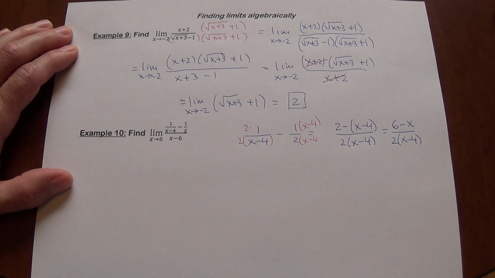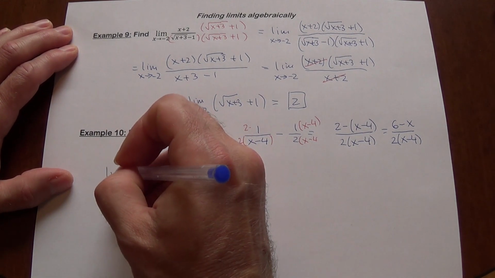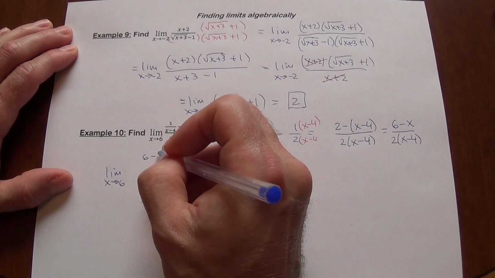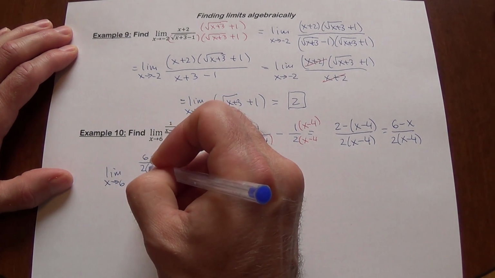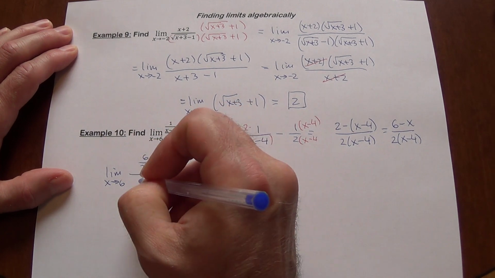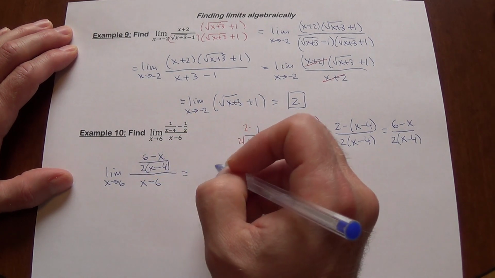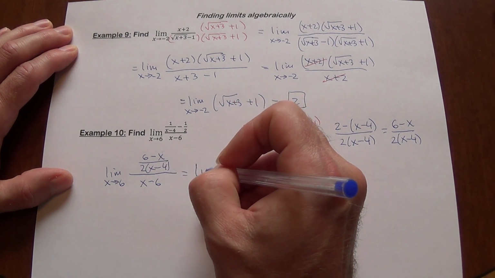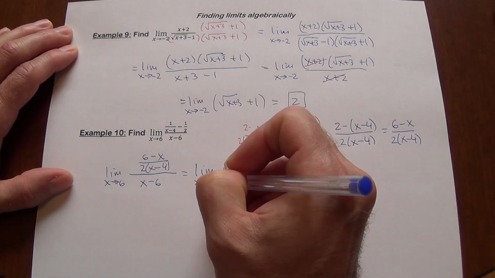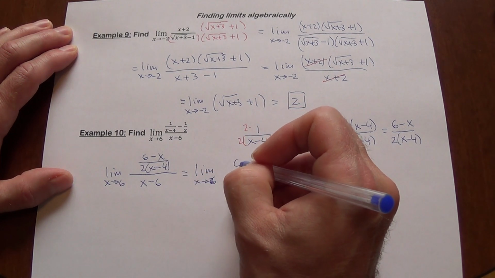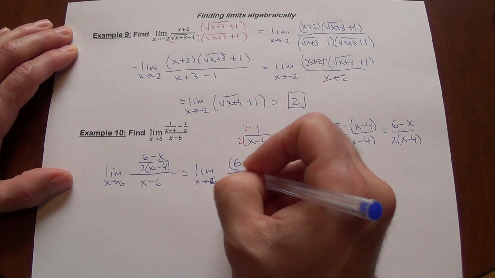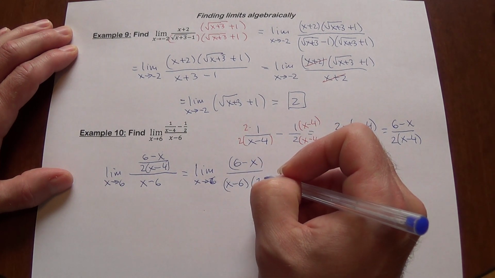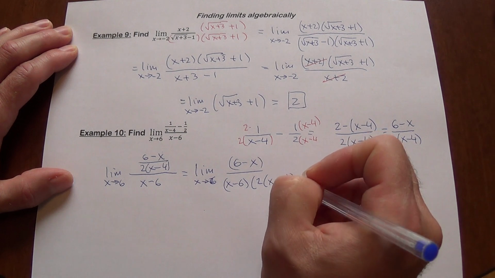So let's come back to the original problem. We have the limit as x approaches 6. So we're going to have (6 minus x) over 2 times (x minus 4), all over x minus 6. If I simplify this, because it's a complex fraction, and reduce it to a regular fraction, I'm going to have 6 minus x in the numerator over (x minus 6) times 2 times (x minus 4).